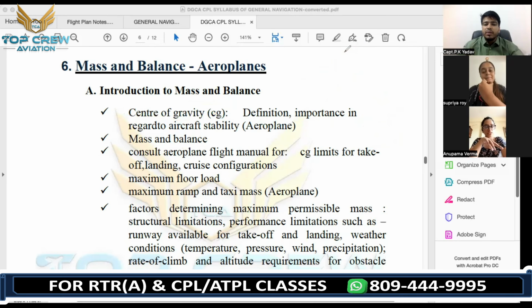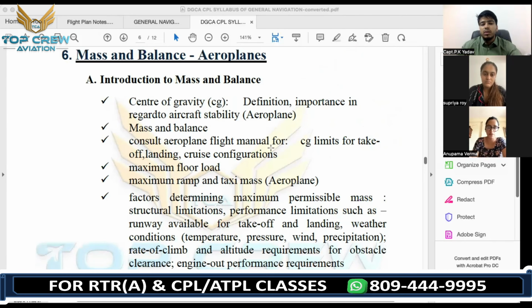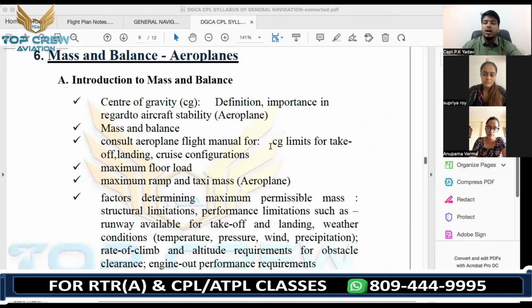So basically what you are telling, all these masses, the maximum takeoff weight, is this pre-decided, or do the pilots decide as per the sector or as per the load of passenger or whatever? Yeah, this is as per the sector, weather, there are a lot of situations.